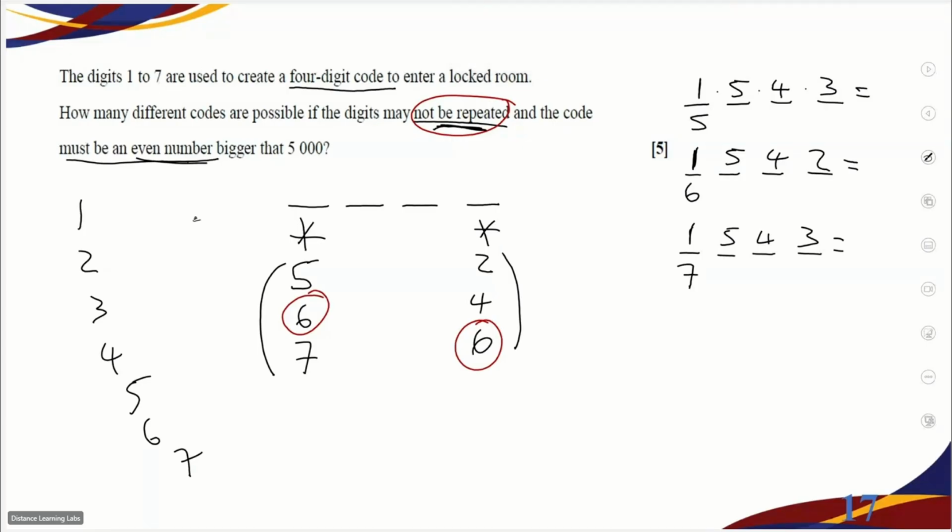Then we have 5 multiplied by 4 multiplied by 2. Here we have 40. Then you add your possible outcomes: 60 plus 40 plus 60. The total number of ways would then be 160, meaning the response to this question: the total number of codes that we can create that are greater than 5,000, even numbers, where digits are not allowed to repeat, is 160 different codes.